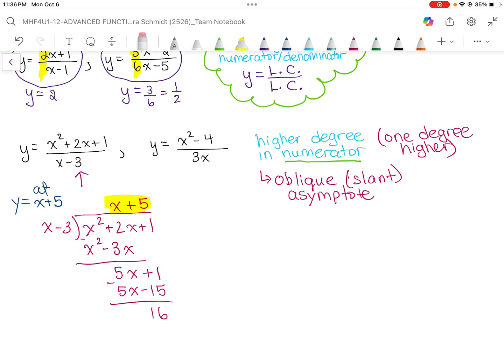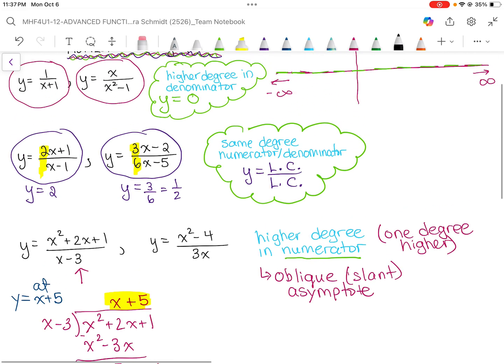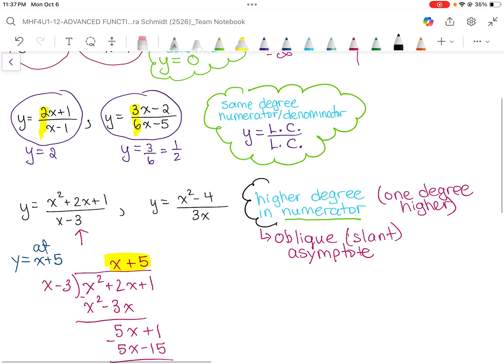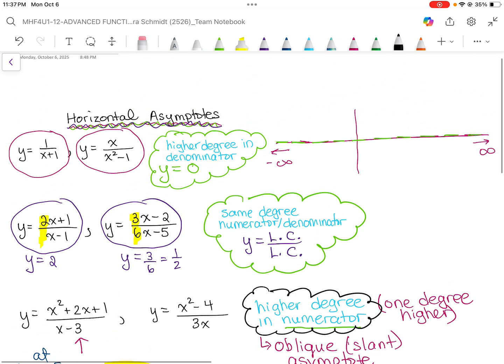So that's the final asymptote that we'll look at. Mostly we'll just be looking at the top two. And there you go, horizontal asymptotes.